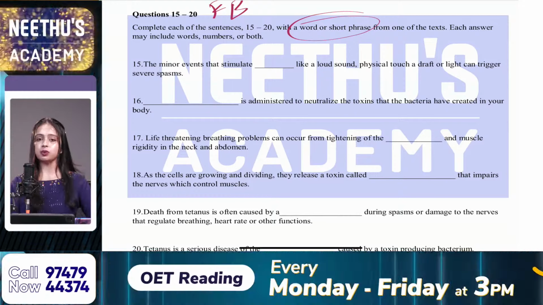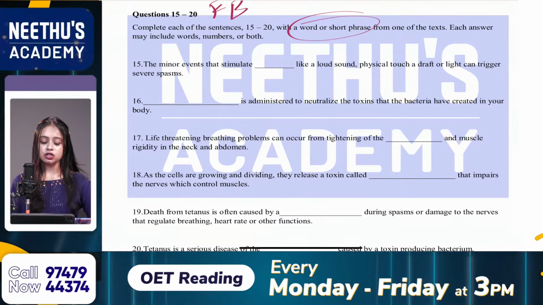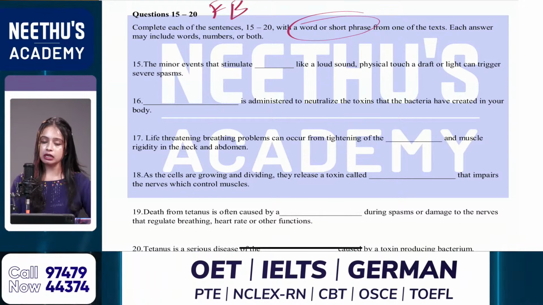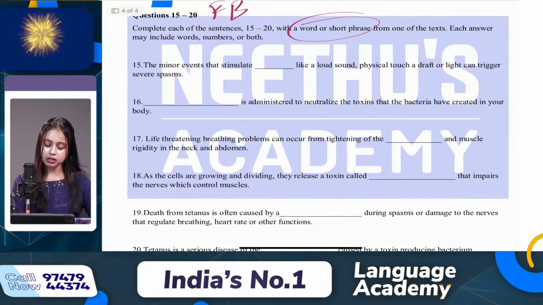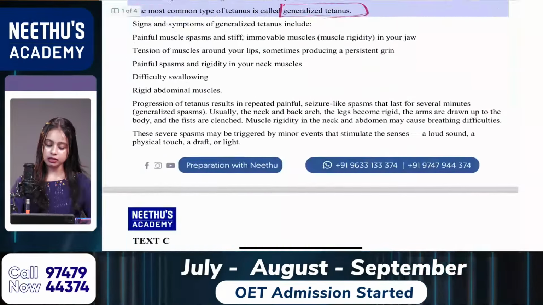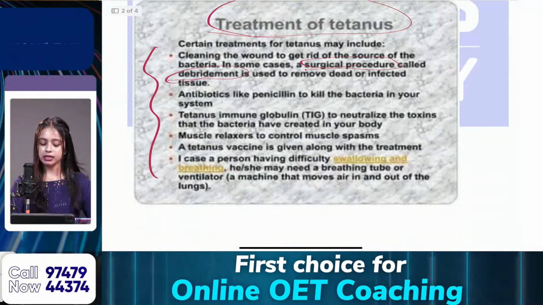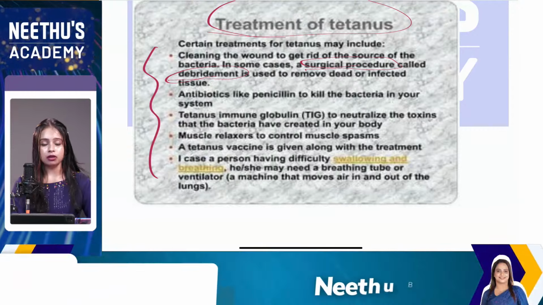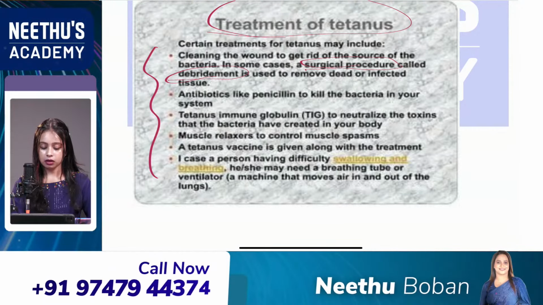Very good. The 16th one: dash is administered to neutralize the toxins that the bacteria have created in your body. Again, administered means we are using medicine, treatment, managing the condition to neutralize the toxins. So what is the correct answer? It is from text D. We are using a medicine here. That is tetanus immune globulin, which is TIG. You don't have to write the full form, because the abbreviation is already mentioned. So you can write TIG. Or you can write the full form. Both are correct. So TIG should be the correct answer.